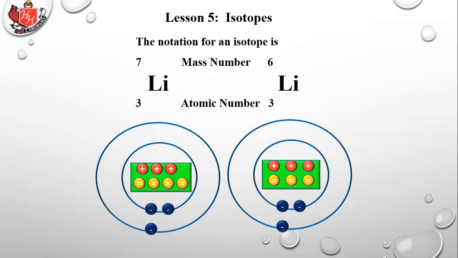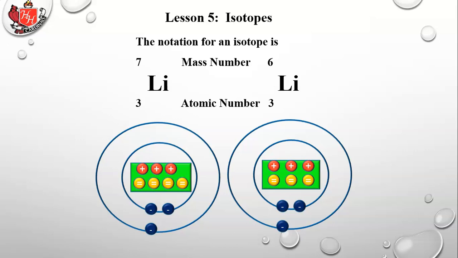The notation for an isotope is, so for lithium-7, it would be Li with a 7 up on top, that's called the mass number, and a 3 down on the bottom, that's called the atomic number. We're going to get into those definitions here shortly. Atomic number is the number of protons. Mass number is the total number of protons and neutrons added together in a particular isotope.